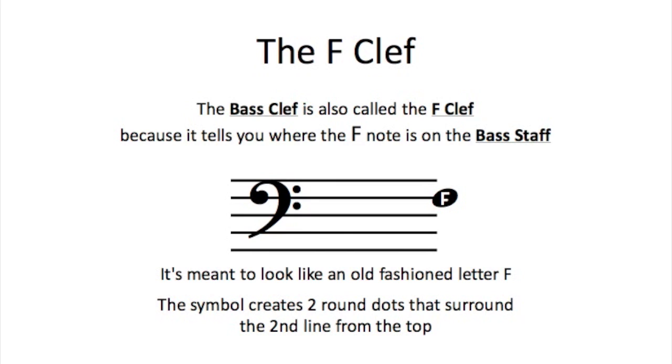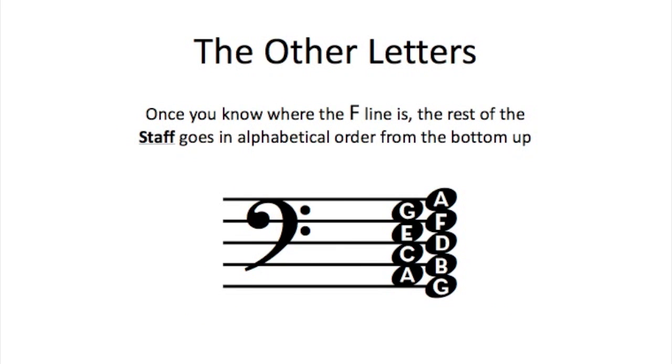Once we have the F line established by the clef, the letters will continue in alphabetical order from the bottom up, which makes the bottom line of the bass staff G, and then continues forward from line to space to line to space, and so on.